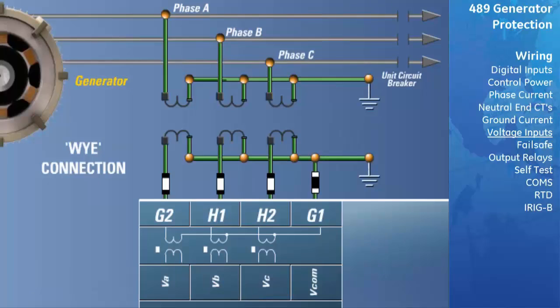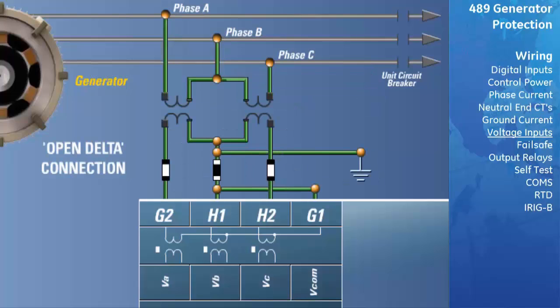There are 2 different wiring configurations for the phase VTs. A Y connection requires 3 VTs, 1 for each phase. This connection will provide line-to-neutral voltage measurements. An open delta configuration only requires 2 VTs and will provide phase-to-phase voltage metering. Line-to-neutral voltage cannot be measured and will not be displayed.